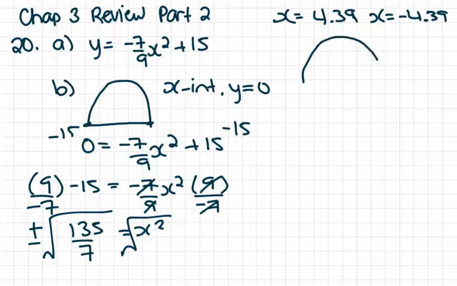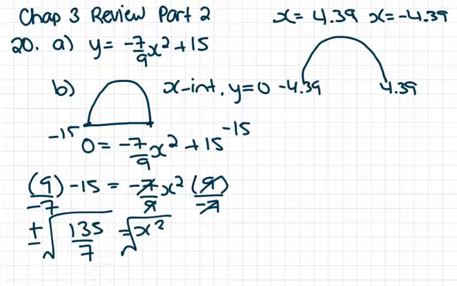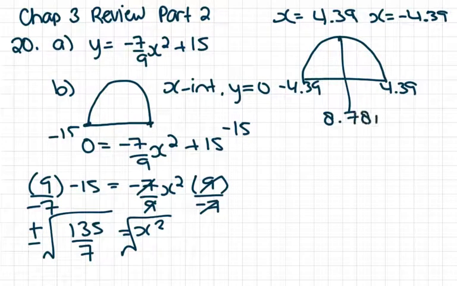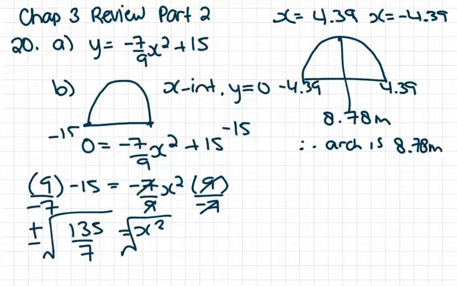So if my x-intercepts are happening at 4.39 and negative 4.39, the distance between those two would be 4.39 and another 4.39, which would be 8.78 meters. So therefore, the arch is 8.78 meters wide at the base.